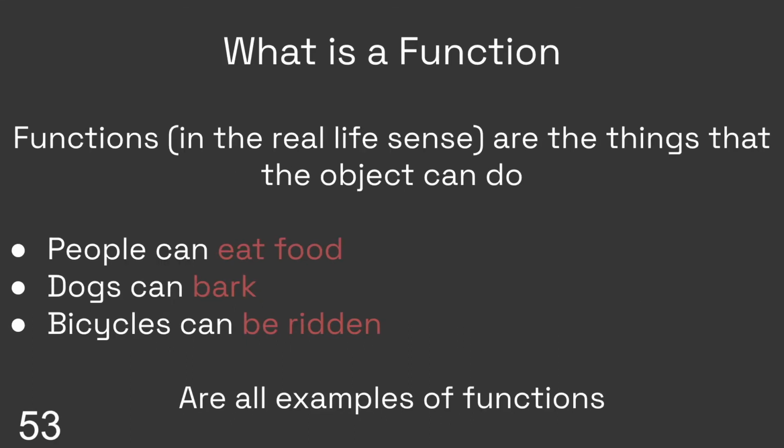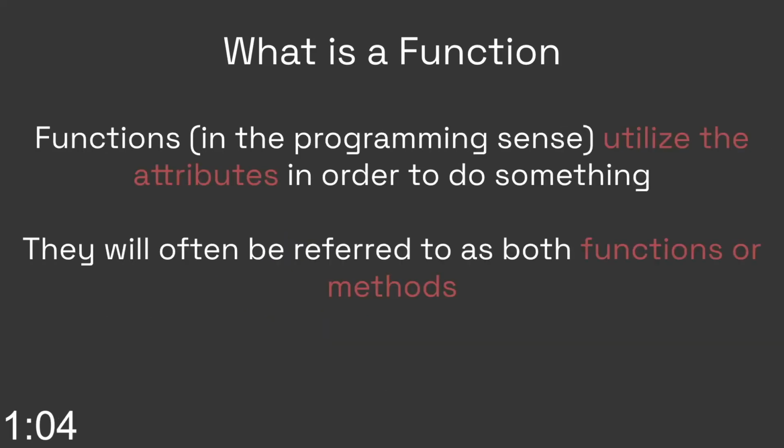Functions are very simply the things that your object does or can do. People can eat food, dogs can bark, and bikes can be ridden. Very simple. In terms of programming, functions typically utilize the attributes of the object, and often other parameters in order to do something. This can even mean updating the values of the attributes. Functions will often also be referred to as methods.